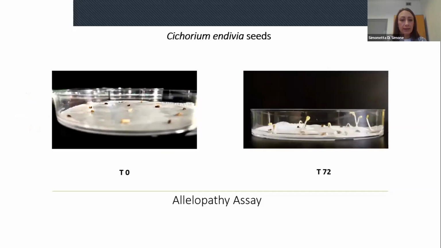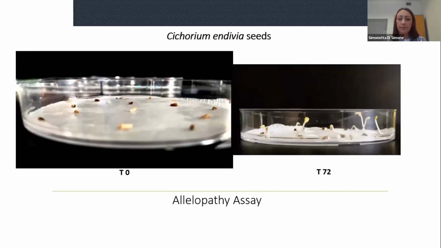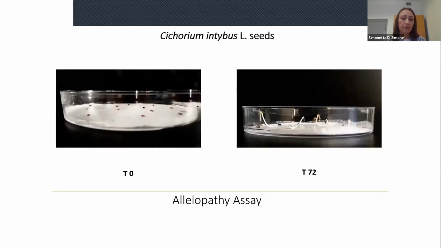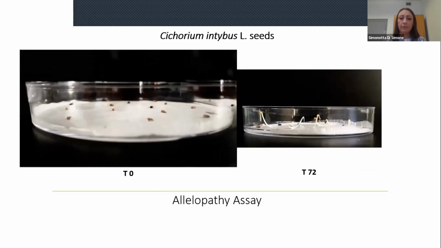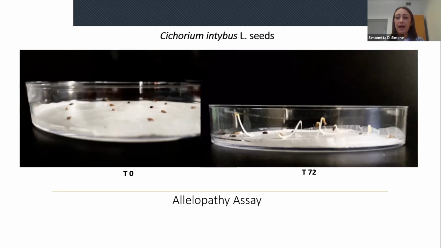This is a second example. It's a variety of Bellbeli, and this is after 3 days, and you can see the elongation of the axis of the seedling. And a third example, it's another variety, and this is time 0. And this is what we can see after 3 days.